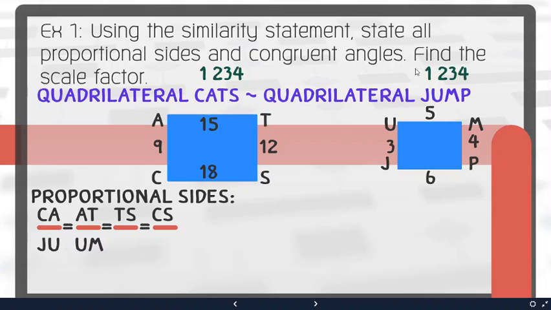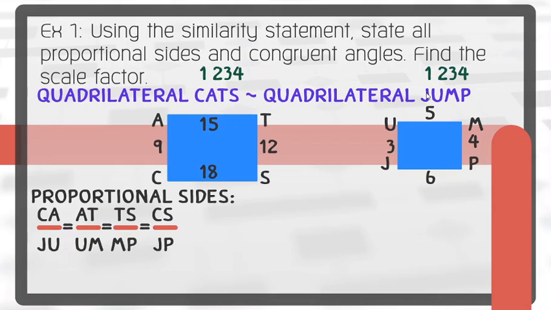Okay, TS has a 3 and a 4 above it. So M and P also have a 3 and a 4 above it. So I am matching all the sides that have the same numbers above them. And CS has a 1 and a 4 written above it, which means the side it corresponds to is the side with a 1 and 4 above it, which is JP.